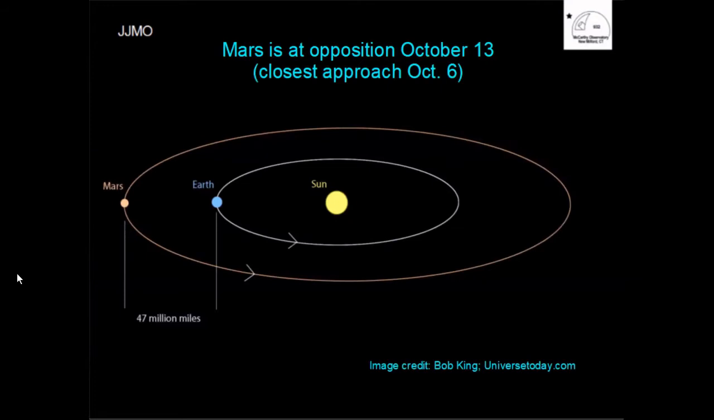So just some upcoming events in October. Mars will be at opposition on the 13th, and that simply means it's exactly opposite the Earth from the Sun. You might think it's also when Mars and Earth are closest, but because we're in elliptical orbits, Mars was actually a little bit closer on October 6th. But what opposition also means is that the planet is visible all night. It rises with sunset and it sets with sunrise.